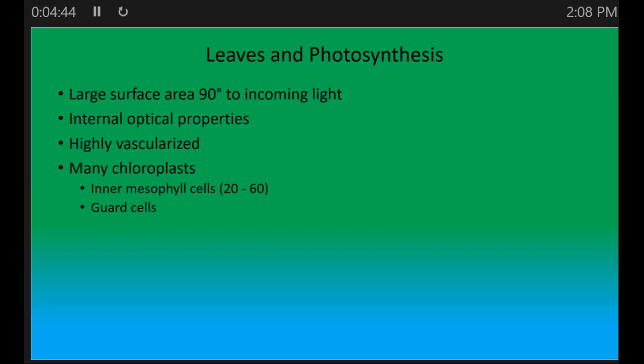How many chloroplasts per cell? Some species can have up to 60 chloroplasts in one cell. So that's a lot. Okay, so really, really well designed.